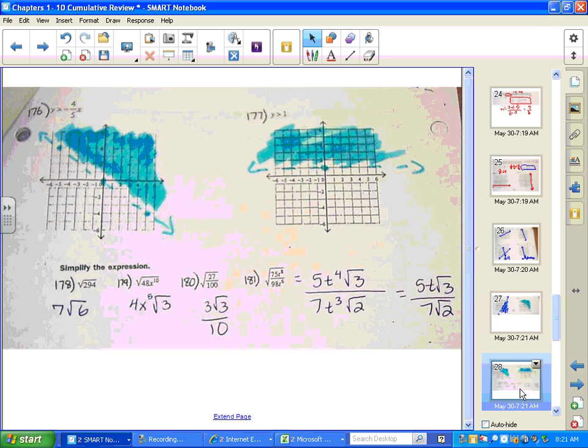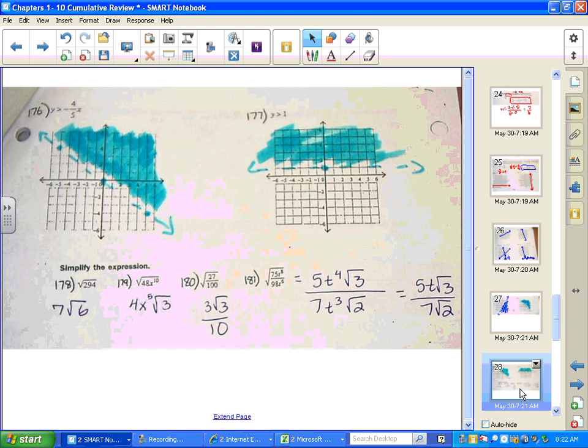Okay, 176, dashed line, color above. 177, dashed line, color above. 178, 7 square root of 6. 179, 4x to the 5th square root of 3. 180, 3 square root of 3 over 10. 181, 5t. Oh, that's not right. Square root of 3 over 7 square root of 2.